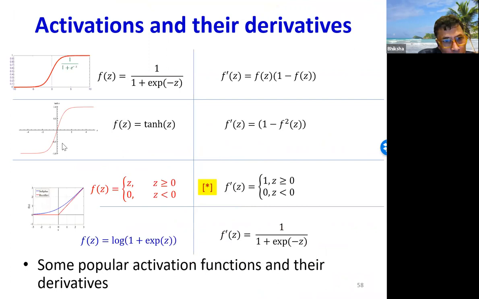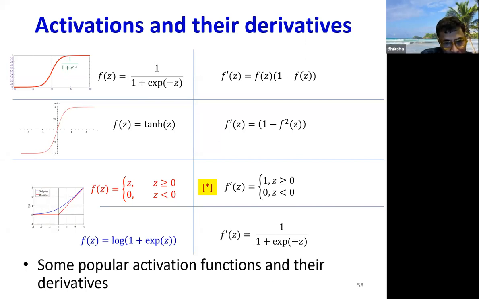Now, another popular activation function is the tanh. The tanh is simply the sigmoid, which is shifted and scaled so that it goes from -1 to 1. And the derivative of the tanh is given over here. The f prime of z is 1 minus f squared of z.